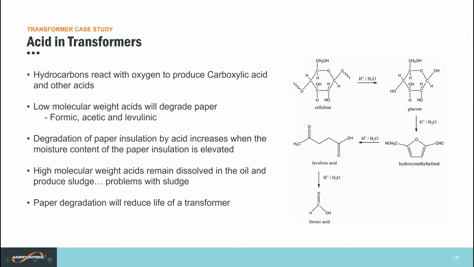And this furanic compound, hydroxymethylfurfural, further degrades to produce these low molecular weight acids. And we know from published data that formic acid is corrosive to paper insulation. So degradation of the paper insulation will reduce the life of your asset. And the key message here is maintain control of levels of oxygen, water, and acid in your transformers.